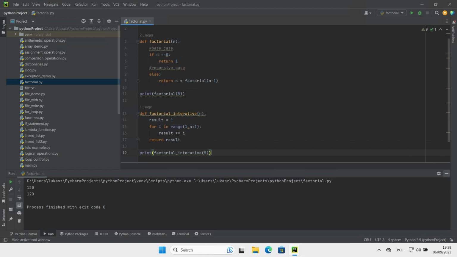What about the iterative approach? Well, iterative solutions are usually more efficient as they don't involve the overhead of function calls, and in most cases, iterative solutions are faster than recursive solutions. What about disadvantages? They may not be as intuitive as recursive solutions. Complex problems can become difficult to solve using iteration.